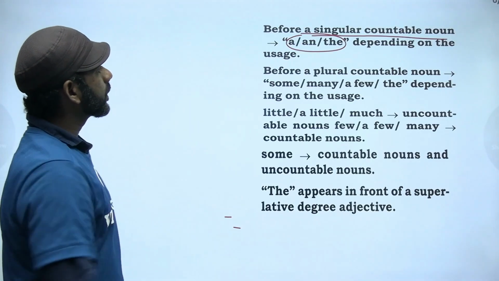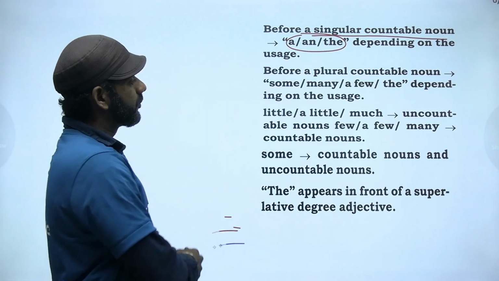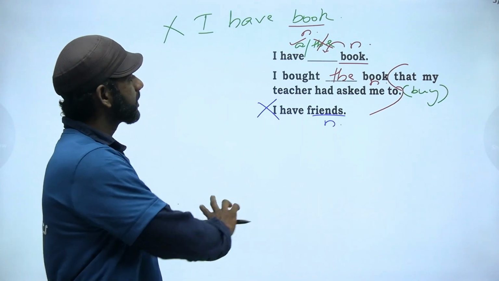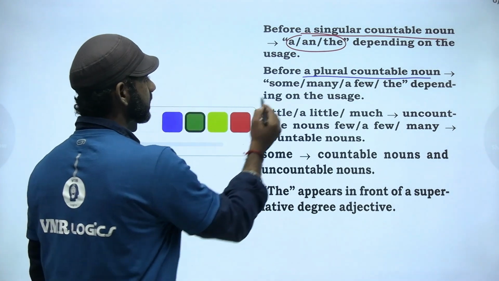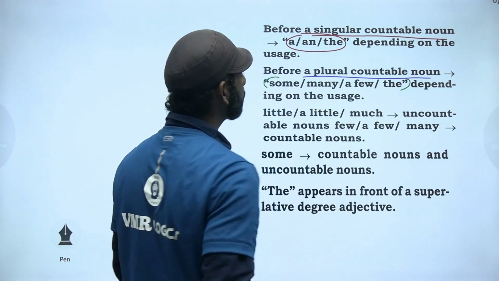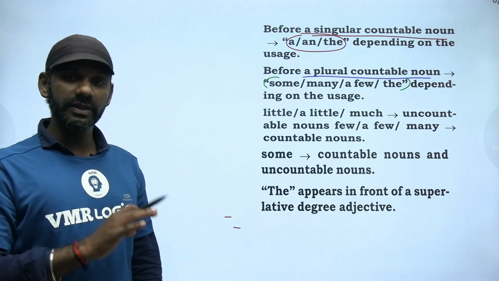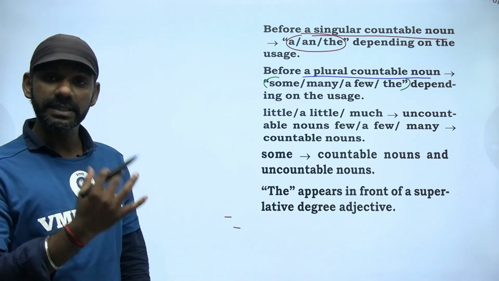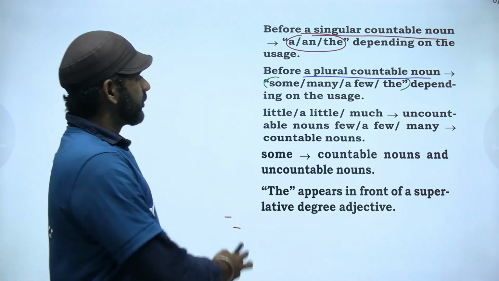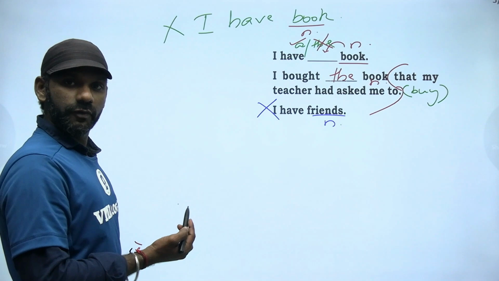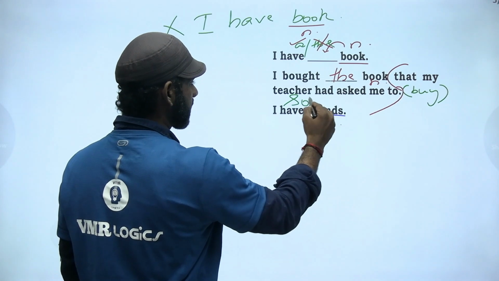I told you, before a singular countable noun, there will be a, an or the depending on the usage. Friends is a plural countable noun. Before a plural countable noun, there will be some, many, a few or the depending on the usage. The can be used with plural countable nouns as well. So before friends, there must be any of those. So: I have some friends.